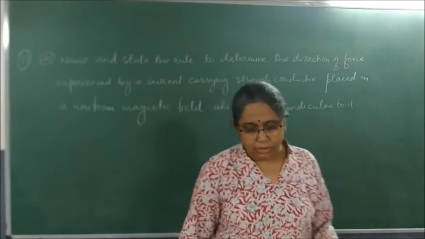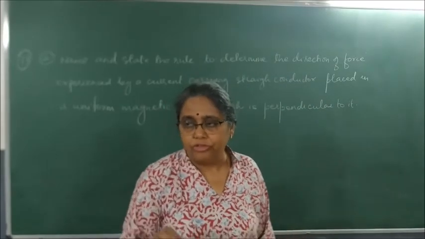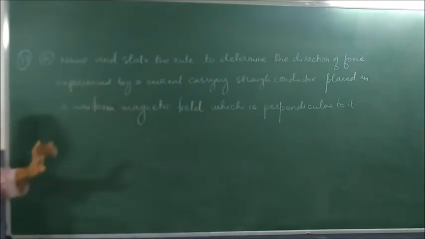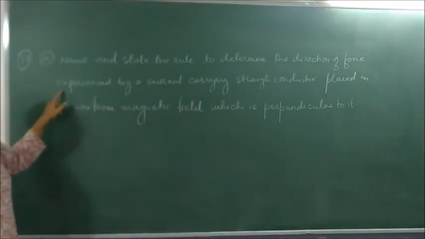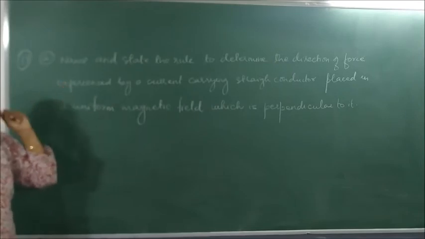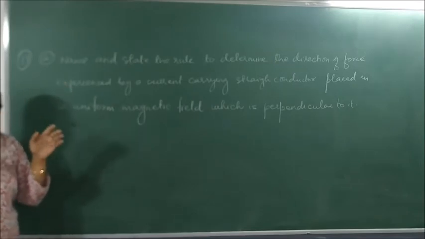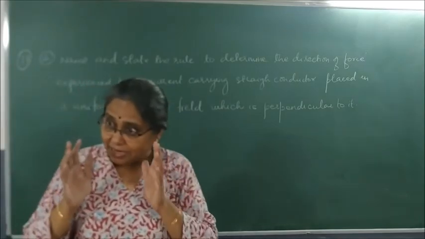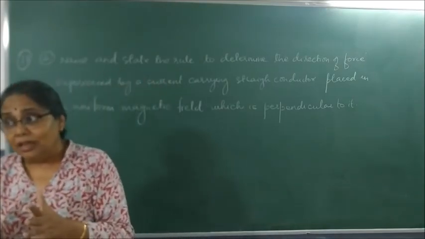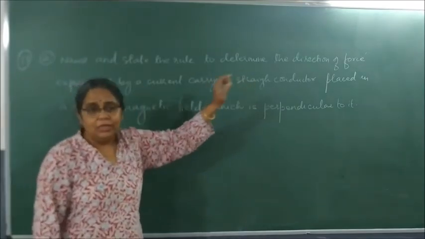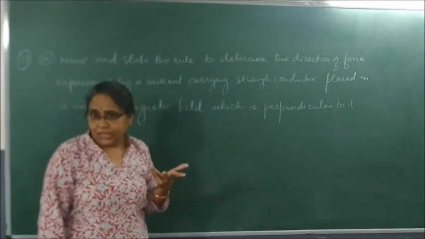You have to understand which rule they are talking about. Name and state the rule to determine the direction of force experienced. Fleming's left hand rule. Where does it come from? Direction of force: you should know the basic principle of an electric motor. When a current carrying conductor is placed in a magnetic field, it experiences a force, the direction of which is given by Fleming's left hand rule.